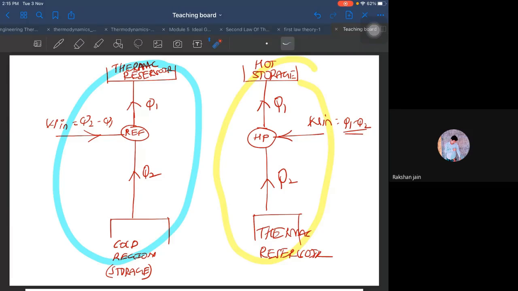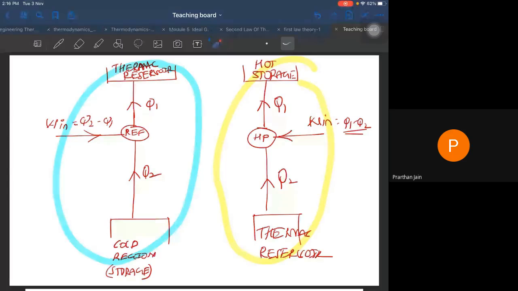In the refrigerator, heat will transfer from the cold region to the hot region? Thermal reservoir, yes, correct. But here, from the thermal reservoir to some other storage device. Okay, almost close, but not right. To the system and from the system. What is that to and what is that from?